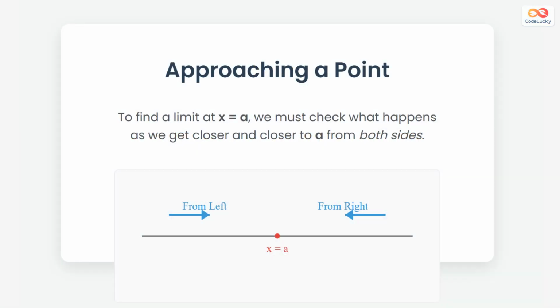When we talk about finding a limit at a specific x value, say a, we are asking a question about behavior. We need to know what the function is doing as we get closer and closer to that target number. Crucially, we cannot just look at one side, we must investigate the path from both directions.